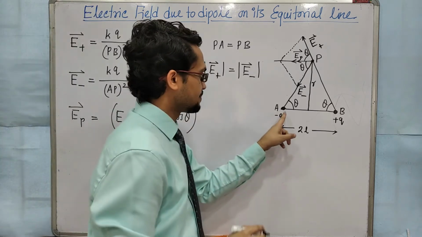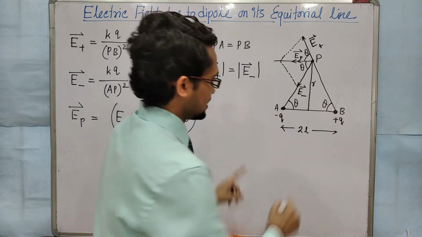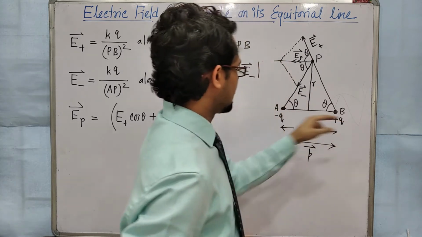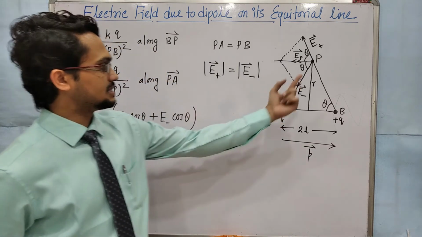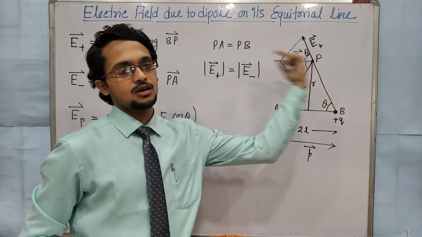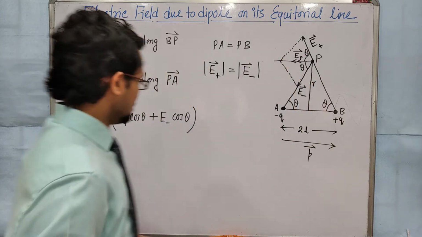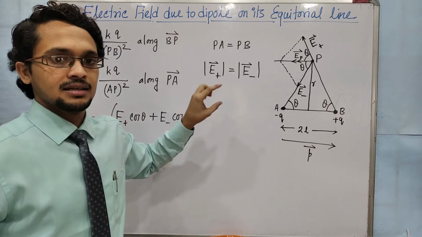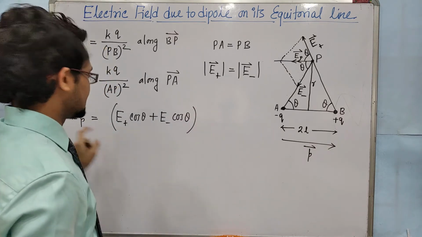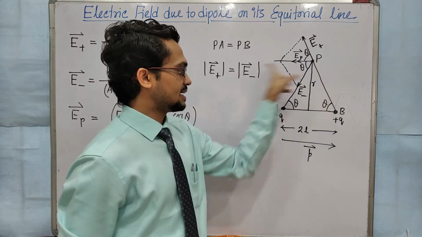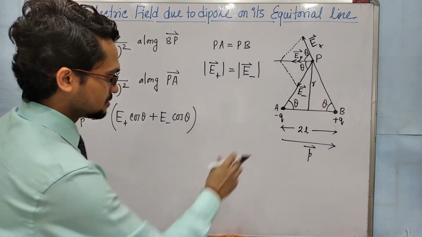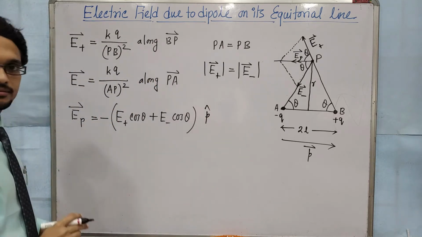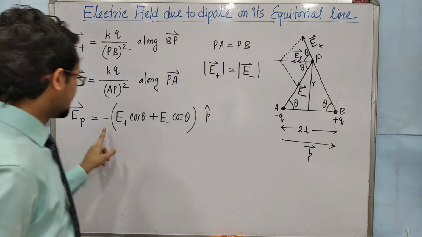Now look at it. This is dipole. AB is dipole. The dipole moment will act from minus to plus in this direction. But the resultant electric field at point P is acting in the opposite direction. So this is magnitude, and we have to put here the unit vector along the direction of the resultant electric field. The direction is opposite to dipole moment, so it will be P cap with minus sign. Oppositely directed means minus sign.